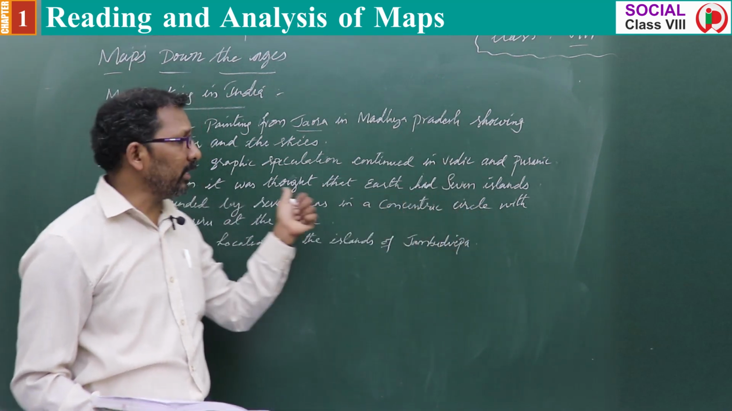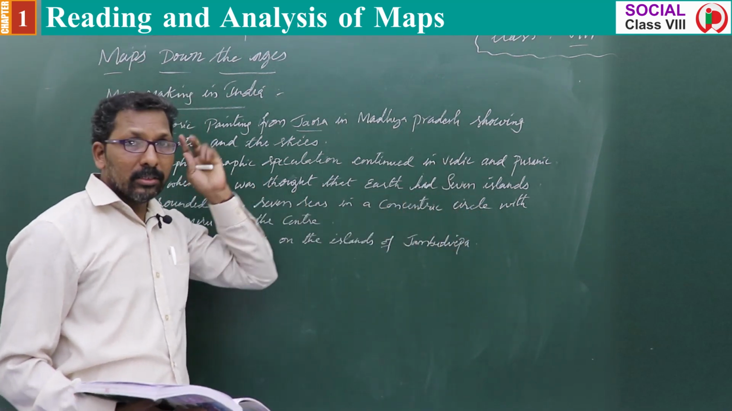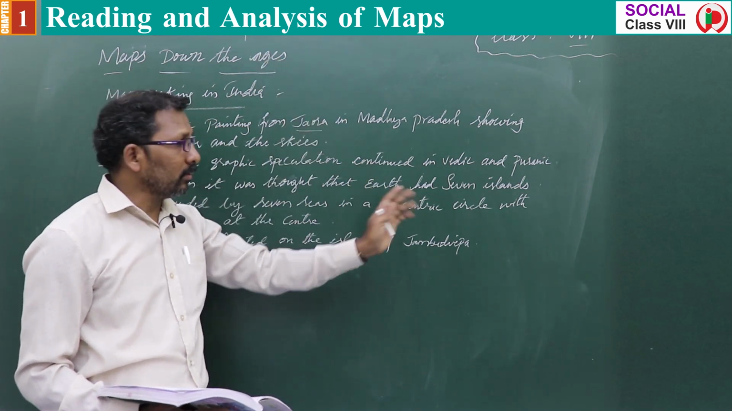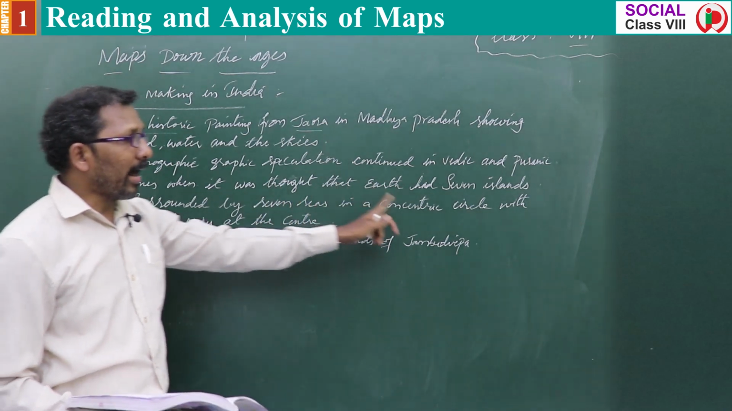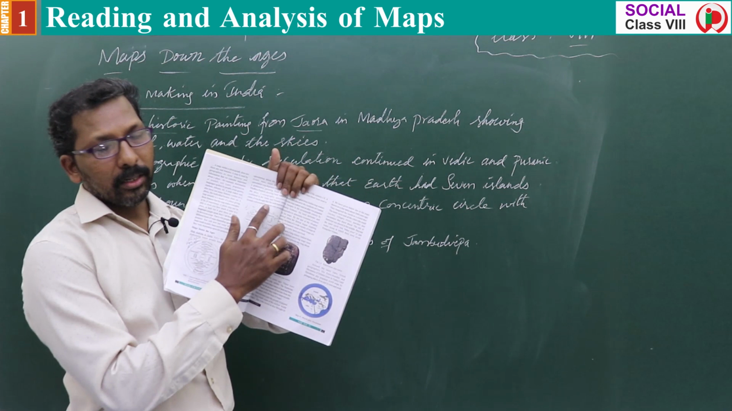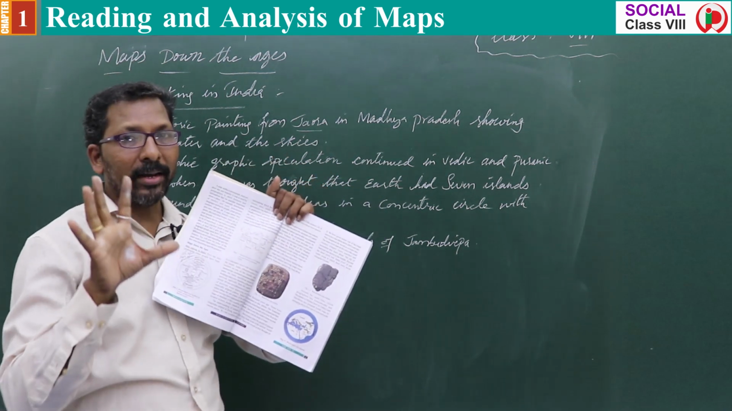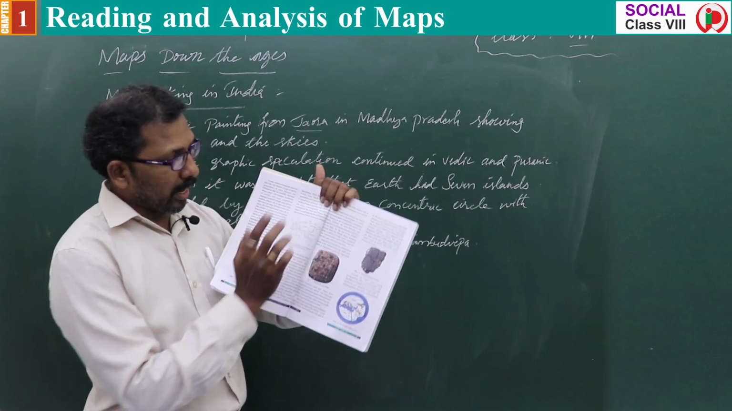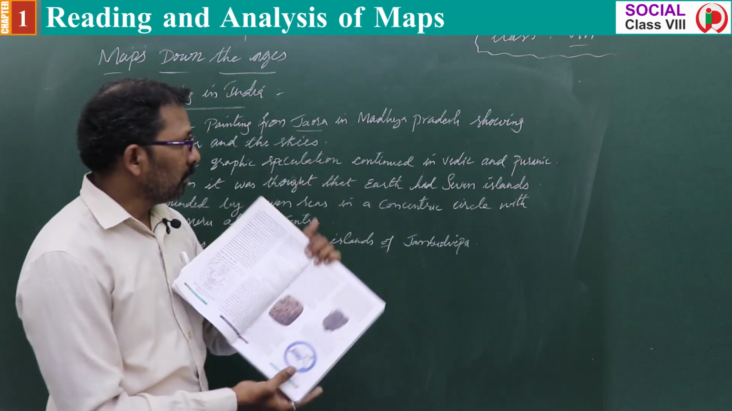So during the cosmic period, what happened when they were just observing the stars at the time also, what they thought is that this particular earth had 7 islands. So you can see here in this picture clearly shown that there are 7 islands, and the names of the islands also have been given there, isn't it?